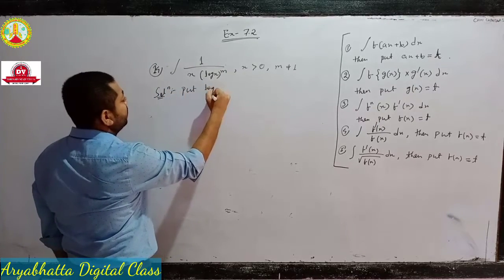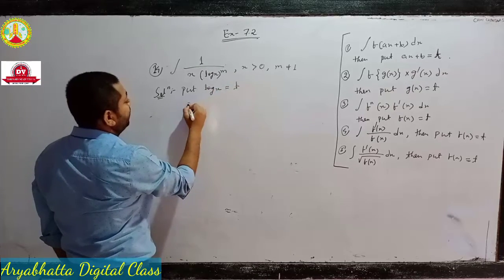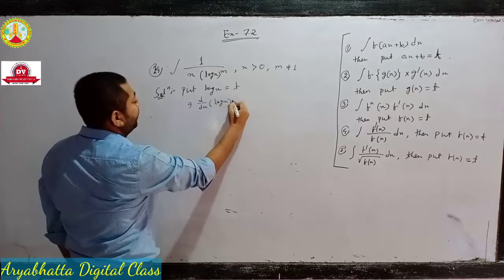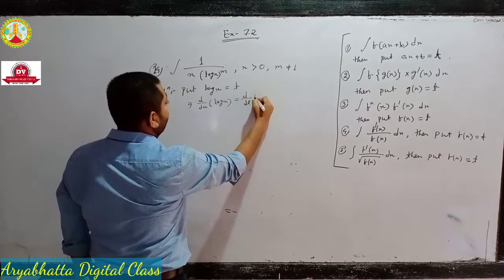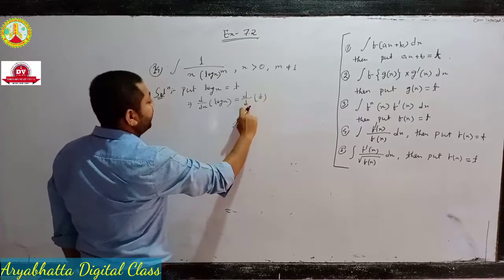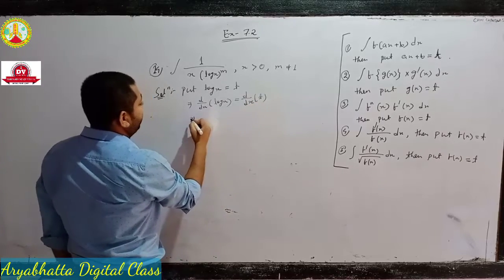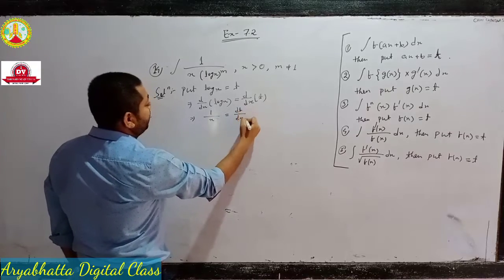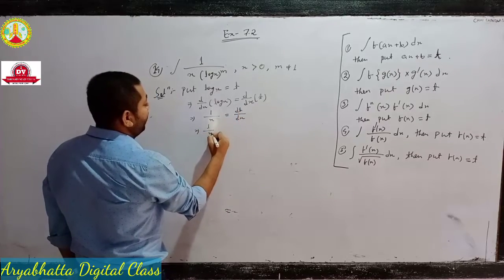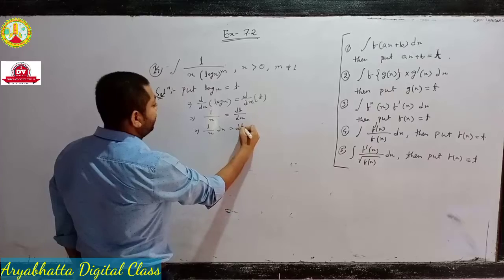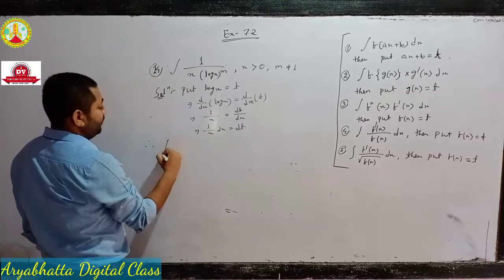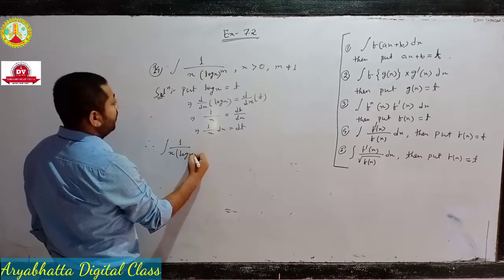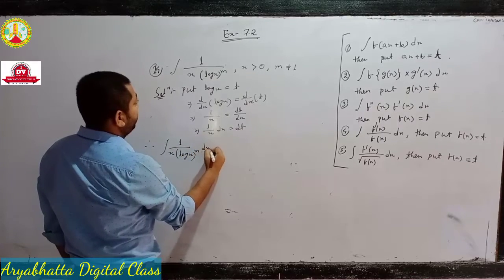Put log x is equal to t. Differentiating both sides with respect to x, then we have d by dx of log x is equal to d by dx of t. d by dx of log x is equal to 1 by x, this is equal to dt by dx. This implies 1 by x dx is equal to dt. Therefore, integration 1 by x into log x whole to the power m dx.